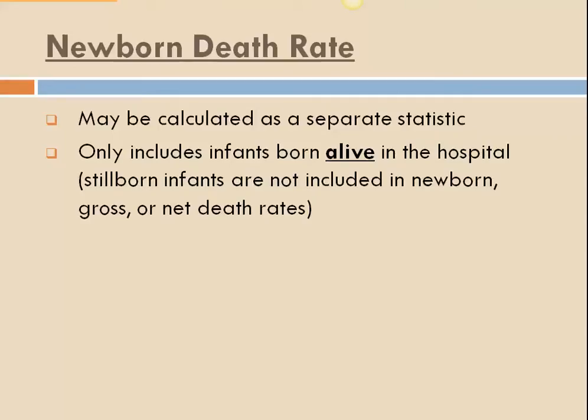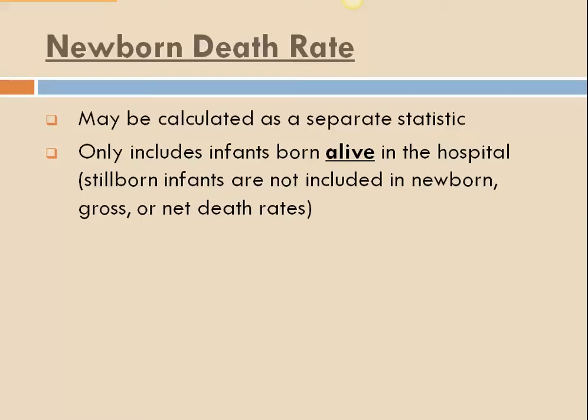Okay, the third type of death rate that we're going to be looking at is the newborn death rate. Now, we've said it's not automatically calculated separately, but if you're asked to focus specifically on newborns, then certainly you can calculate it that way. And sometimes a facility might want to know that for some specific reason. This would include only infants who were born alive in the hospital.